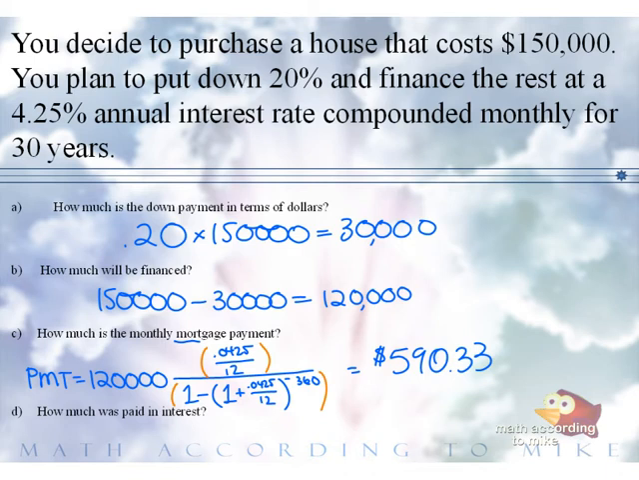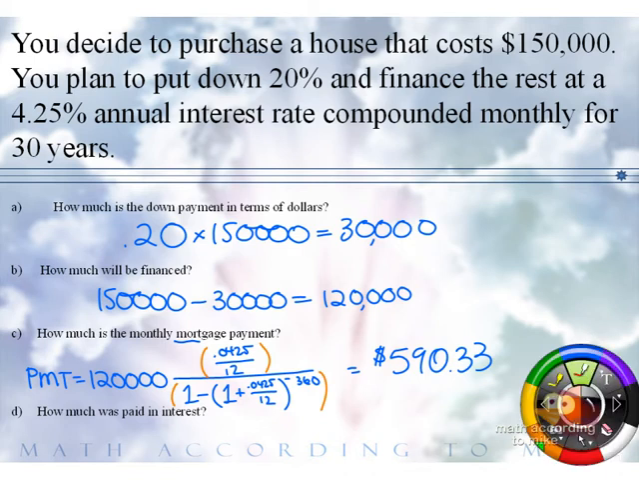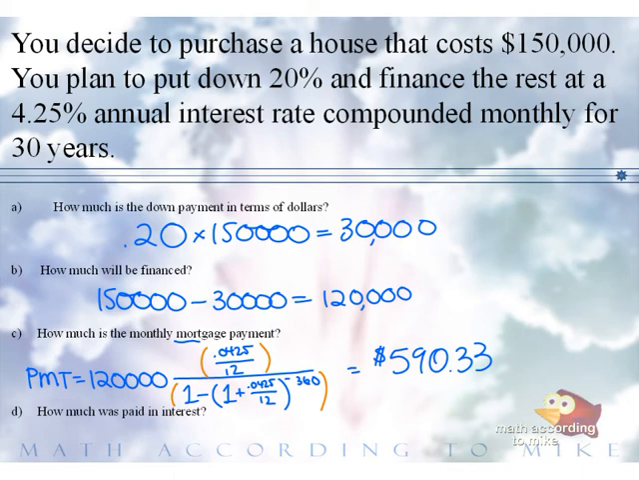Please read D carefully. How much was paid in interest? Don't read it as using the I equals PRT formula. This is not a simple interest problem. We're far from that. However, there's two ways I could ask D. I could say how much total was paid for the house, which we could also compute. But here I'm just saying how much was paid in interest. You do not pay interest on the down payment. So this $30,000 has nothing to do with it. You only pay interest on how much you finance, $120,000.